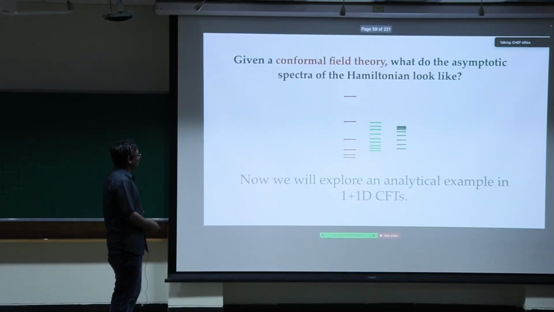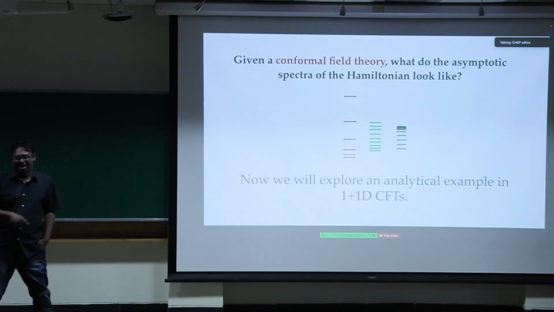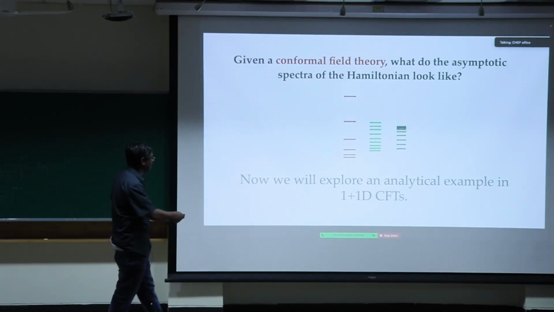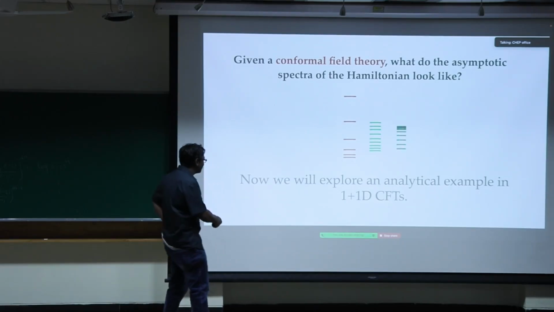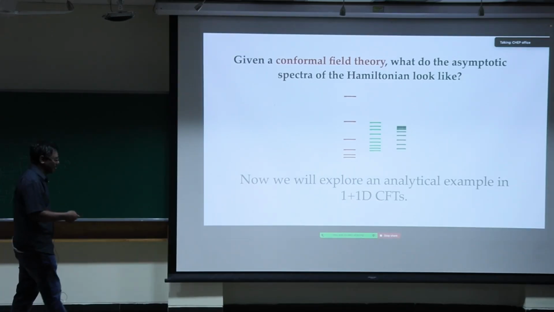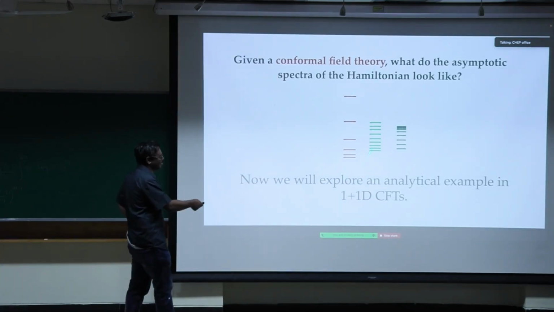Okay, so we'll come back to this question that I posed earlier: given a conformal field theory, what do the asymptotic spectra of the Hamiltonian look like? So there are 3 diagrams. Now we will explore an analytical example in 1+1D CFT, and we will first try to make a statement about the average density of states.